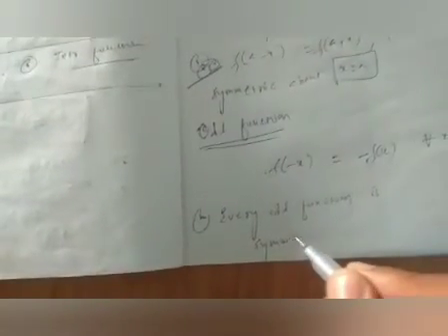Function f is said to be an odd function if f of minus x equals minus f of x for all x belonging to the domain of the function. Similarly, by drawing the graph and taking an example, we can know that every odd function is symmetric about the origin, or we can say it is symmetric in opposite quadrants.